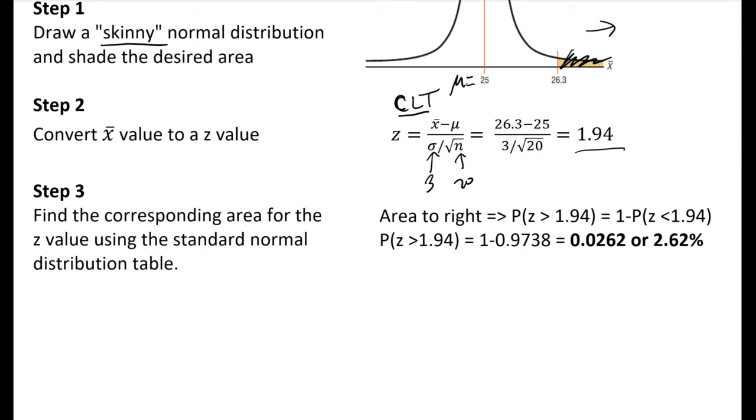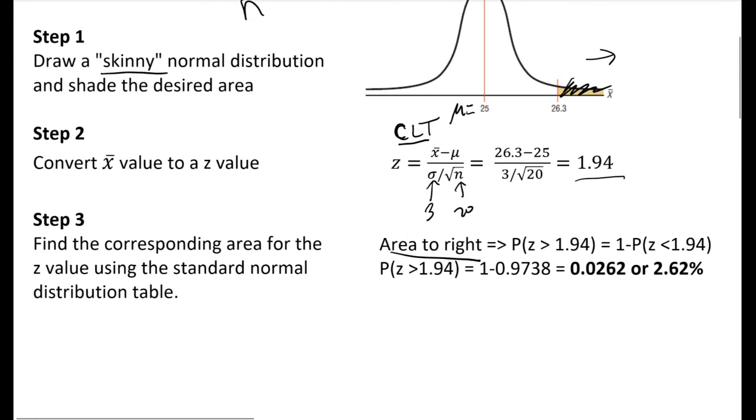All right, so if you want to find an area to the right, you have to do 1 minus the area to the left. The table gives you by default the area to the left. So therefore we do 1 minus the table value. This value is the value from the z table. If we look that up, we get 0.9738. And then we do 1 minus that, and we get our answer.